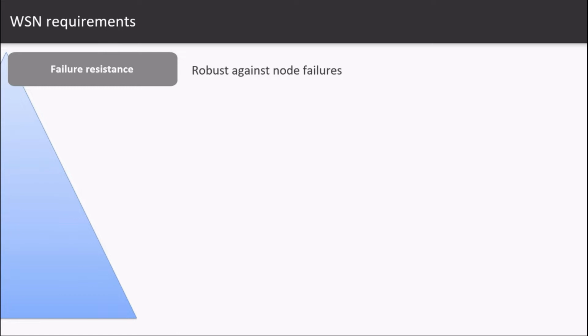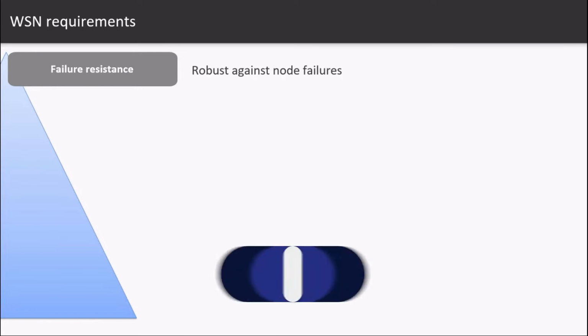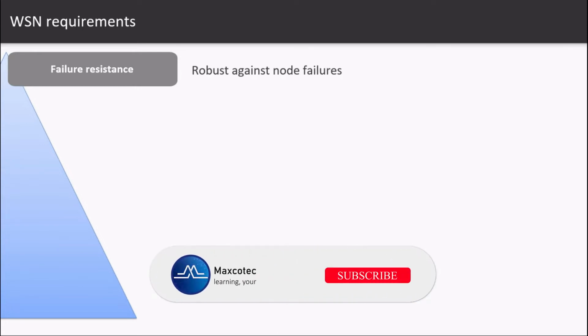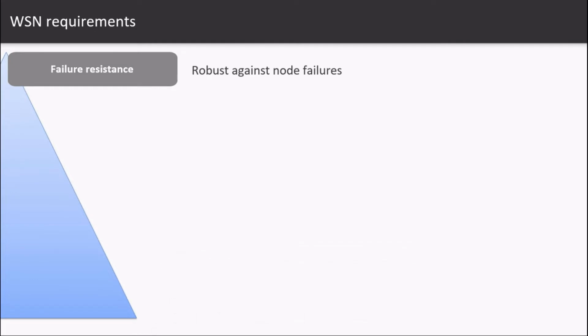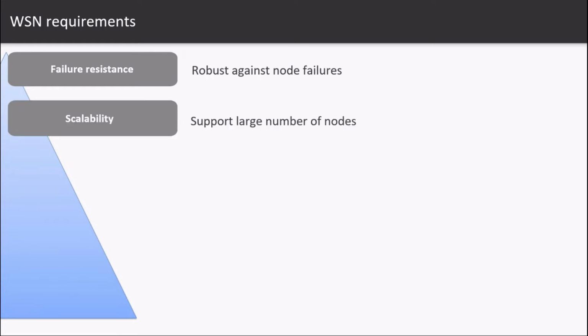The first and foremost important one is that a network should be failure resistant for any kind of failures, either due to a node running out of memory, running out of energy, physical destruction, or communication issues. In any of these cases, the network should be robust enough and still be smart enough to find the routes to reach other nodes in a network. Scalability. It should support a large number of nodes within a given network without compromising on any performance.